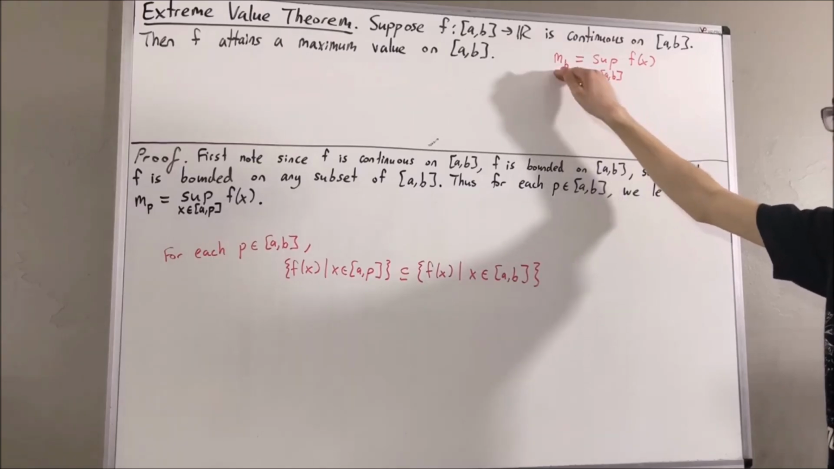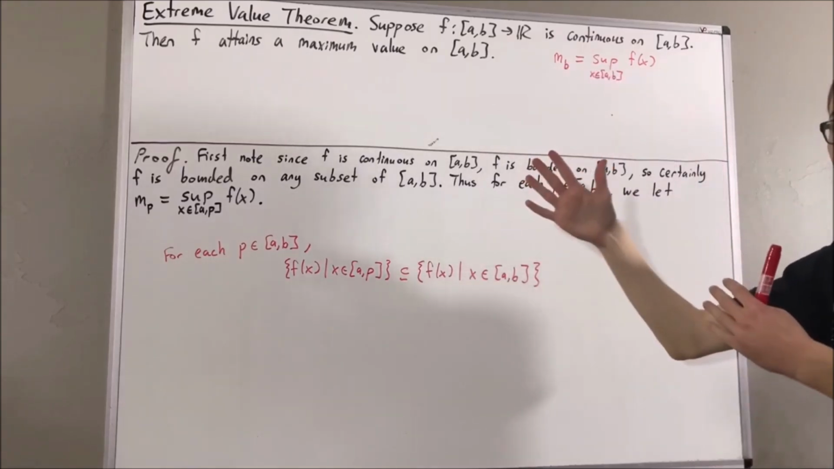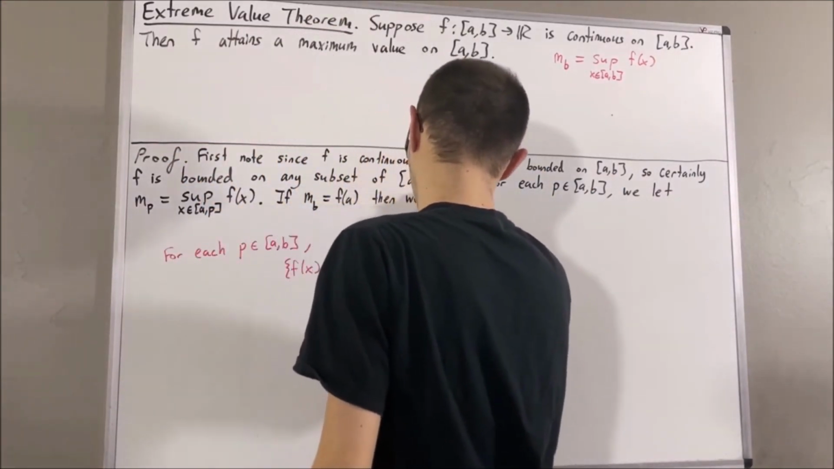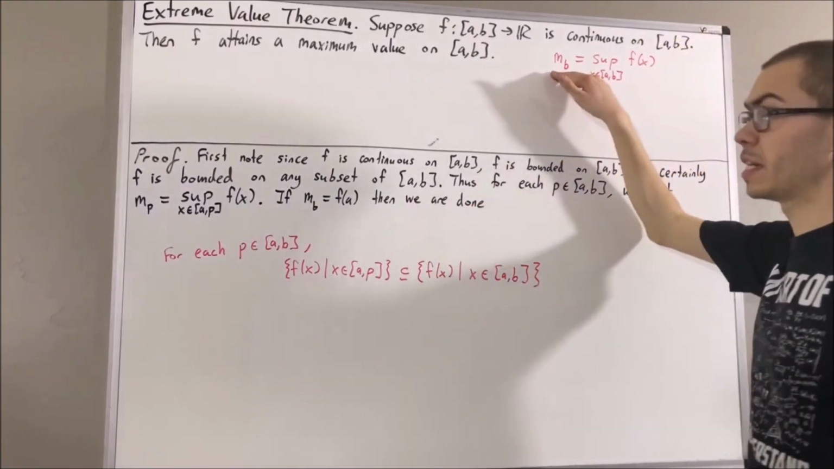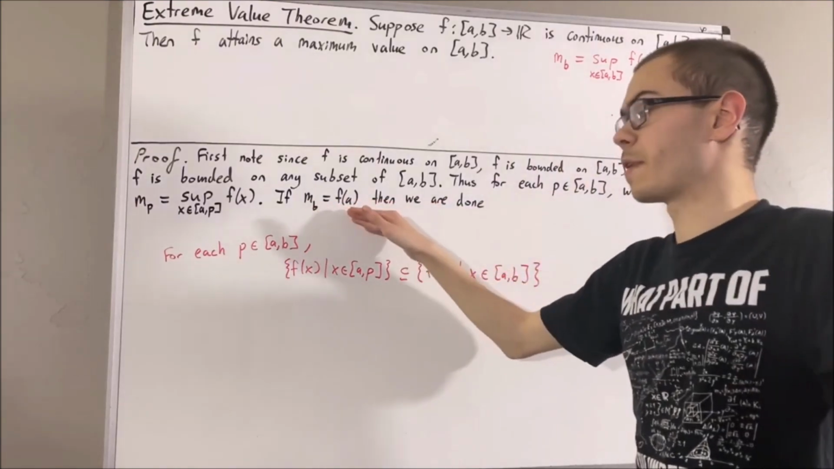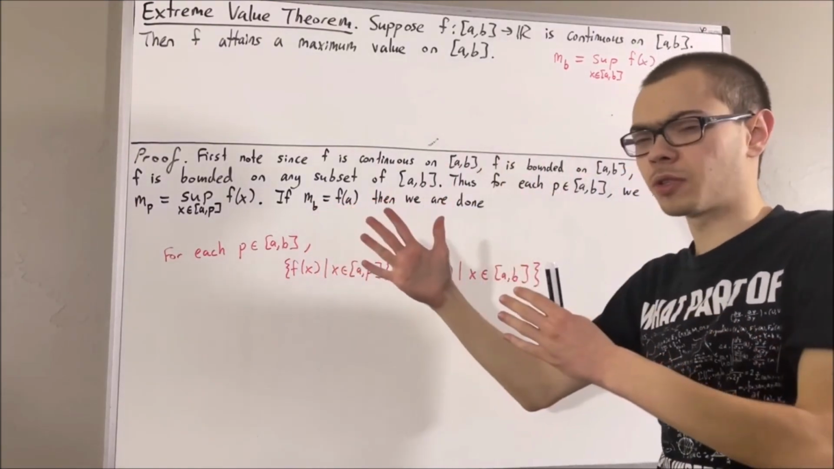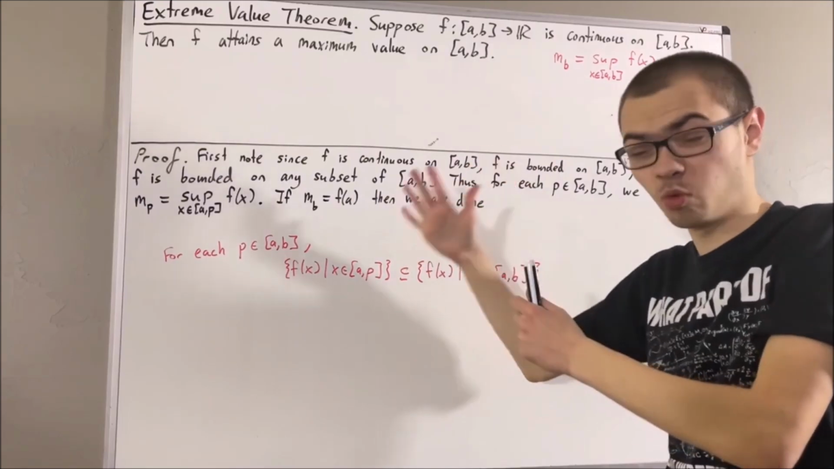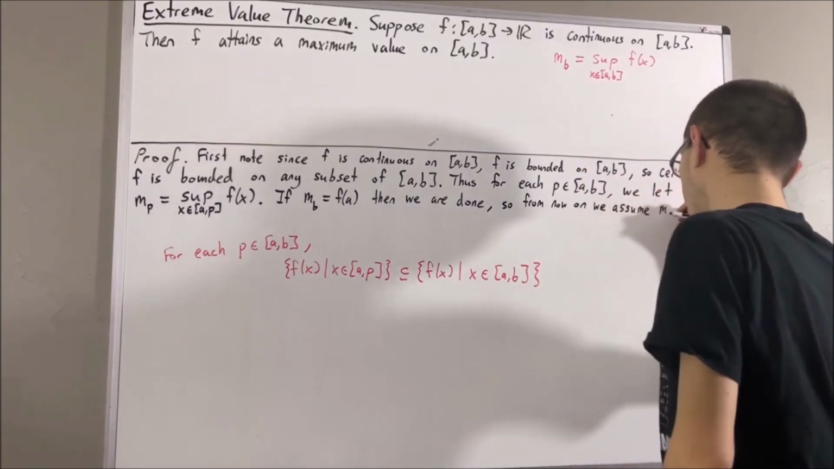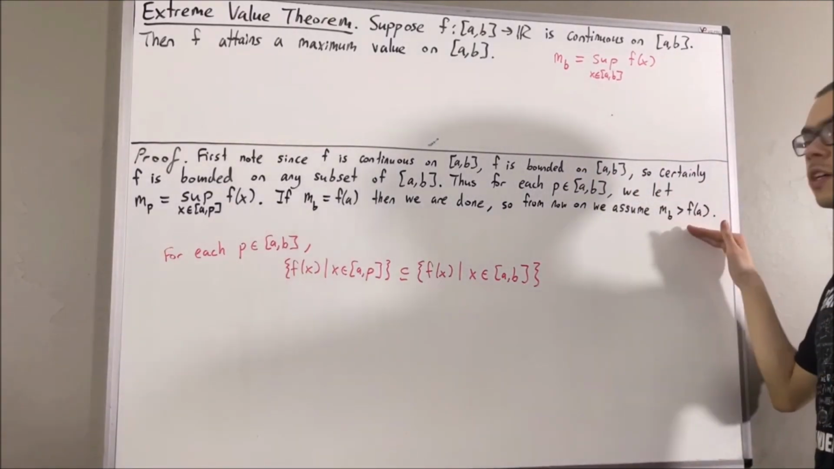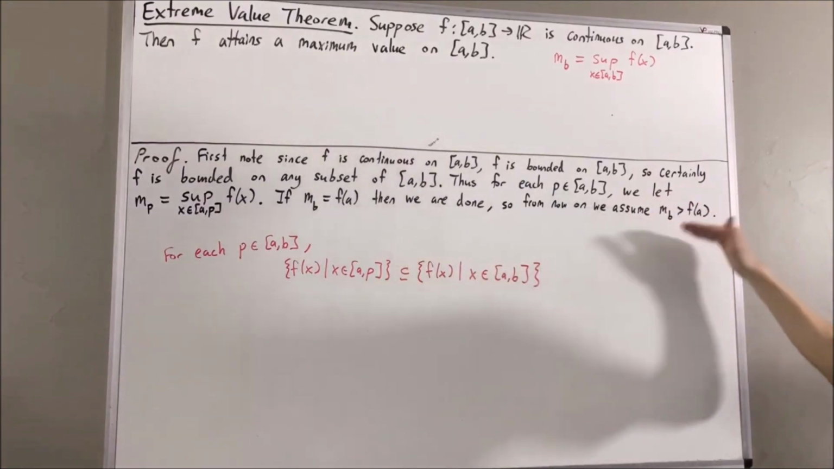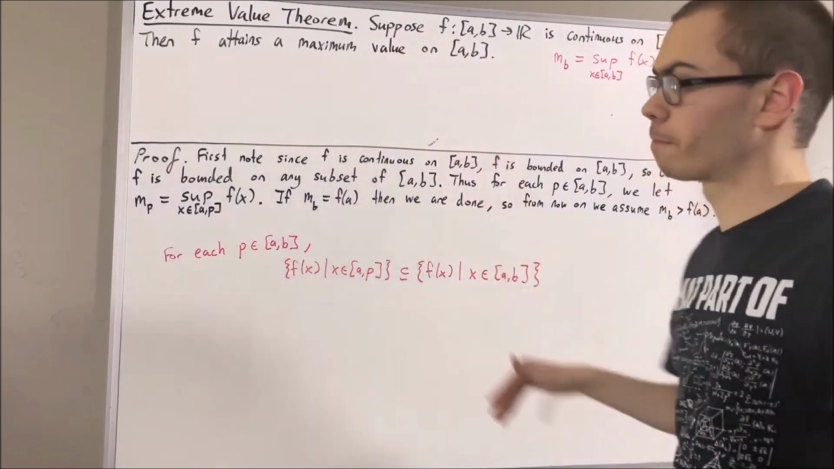Now, if M_b is equal to f(a), then we're done. Now we know M_b is greater than or equal to f(a), no matter what. But if M_b is equal to f(a), then we're done. So from here on out, we are going to assume M_b is strictly greater than f(a). And in this case, again, we want to show M_b is an output value of the function f, because that will tell us M_b is the maximum value for f.